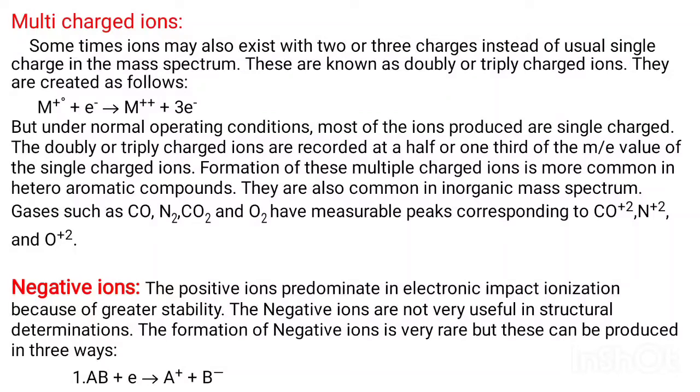The formation of these multi-charged ions is more common in heteroaromatic compounds. They are also common in the inorganic mass spectrum. Gases such as CO, N2, CO2 and O2 have measurable peaks corresponding to CO2+, N2+ and O2+. Now, what are negative ions? Positive ions predominate in electron impact ionization because of greater stability, so negative ions are not useful in structural determination. The formation of negative ions is very rare, but they are produced: AB plus an electron gives A+ and B-.